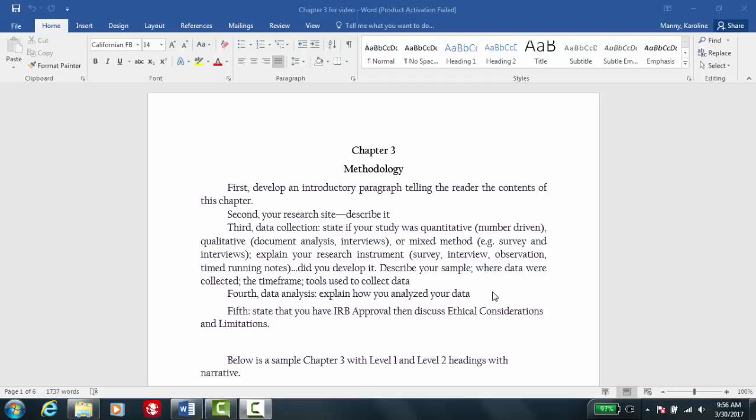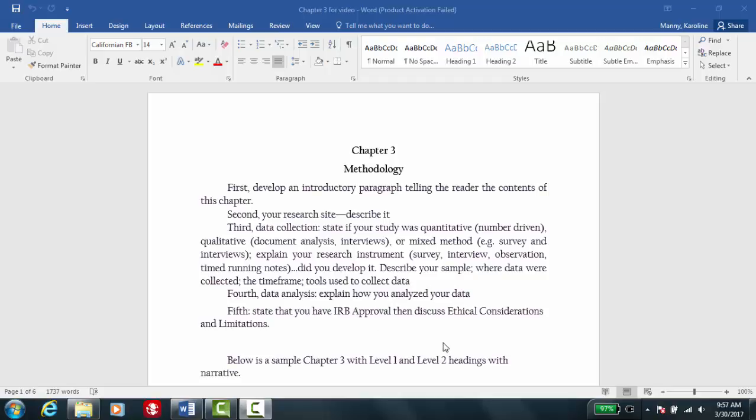Your fourth subhead, a level 2 subhead, is data analysis. This is where you talk about how you manipulated your data. What did you do to actually analyze your data? Did you put it into an Excel spreadsheet and calculate means and standard deviations? If you did interviews, did you have themes that you looked for in your data? Fifth, you want to make it absolutely explicit that you have IRB approval, and then discuss the ethical considerations and the limitations of your study.